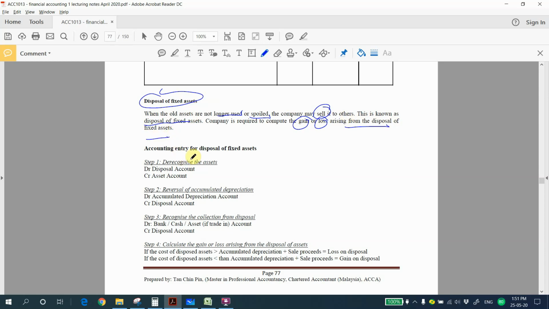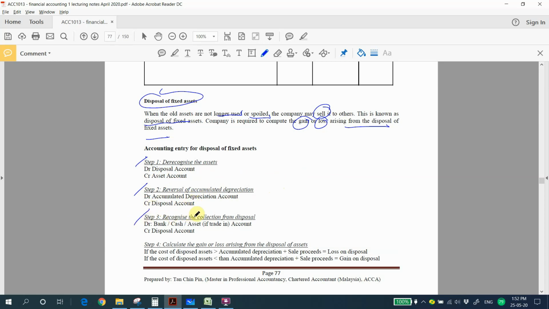And this is a guide to tell you how to record when you have a disposal of asset. Step 1, you have to de-recognize the asset. So double entry: debit disposal account, credit asset account. It depends on which asset, for example, motor vehicles or office equipment. Next, reversal of accumulated depreciation. Here refers to all the accumulated depreciation for the disposed asset that you have to reverse out from the company. Double entry: we debit the accumulated depreciation account and credit the disposal account.